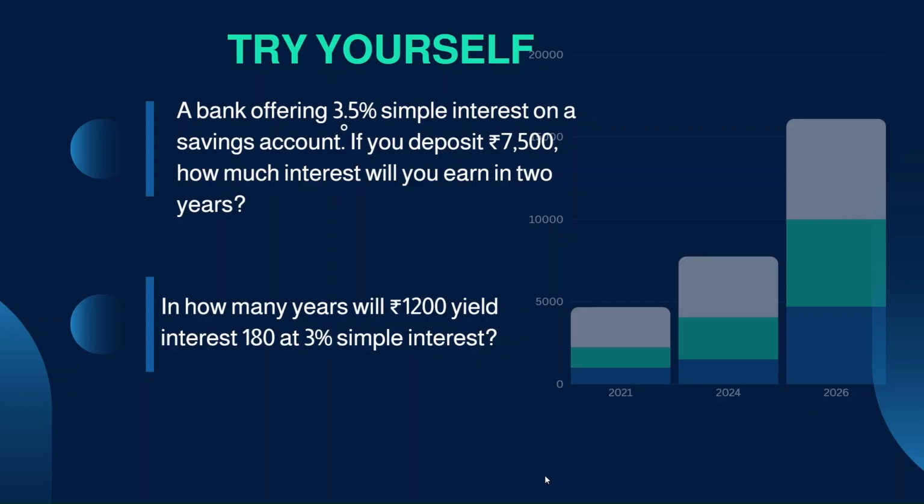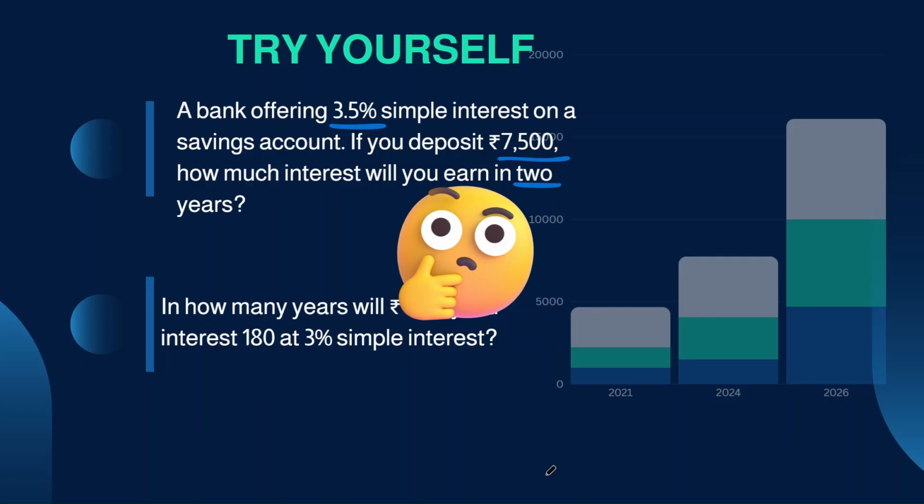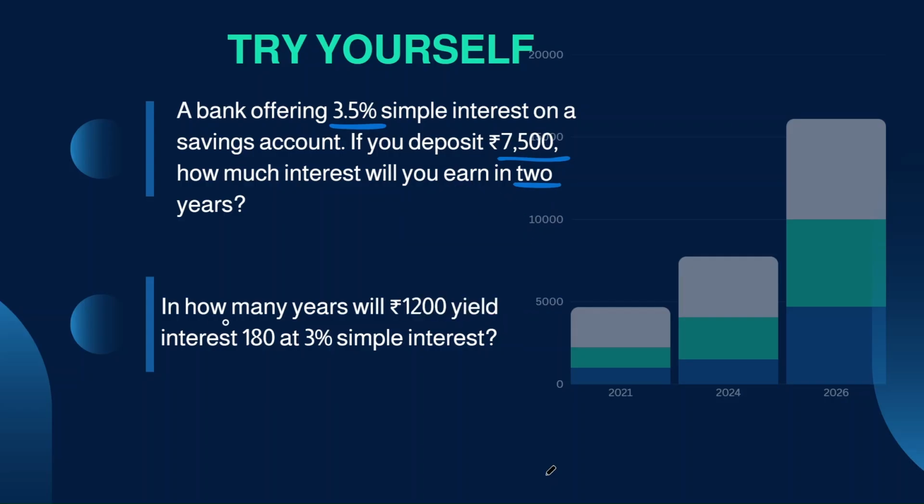Children, a bank is offering 3.5% simple interest on a savings account. If you deposit 7,500 rupees, how much interest will you earn in 2 years? Here P is 7,500, rate of interest is 3.5, and time is 2 years. So you know PTR by 100, how to do it. In how many years will 1,200 yield interest of 180 at 3% simple interest?